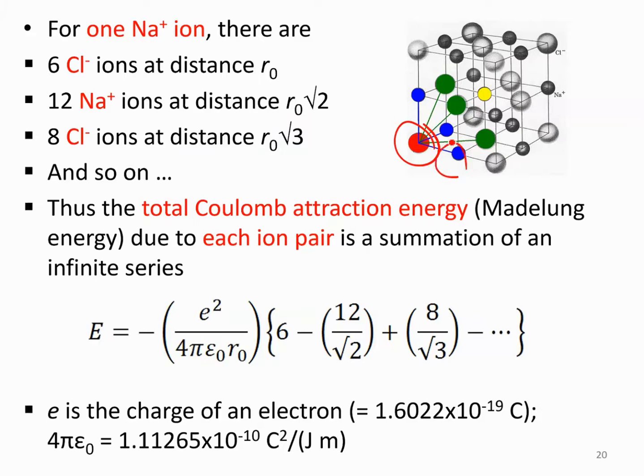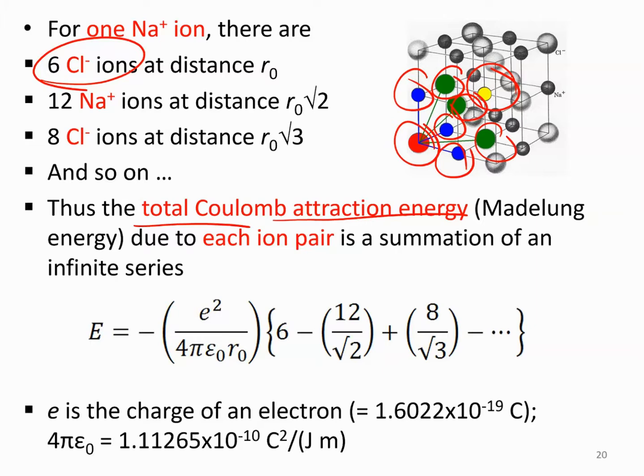6 chlorine ions at the distance of R0, and 12 sodium ions at the distance of square root of 2 R0, and 8 chlorine ions at the distance of square root of 3 R0. So now we want to find the total Coulomb attraction energy due to each ion pair. So we can summarize it in the infinite series.